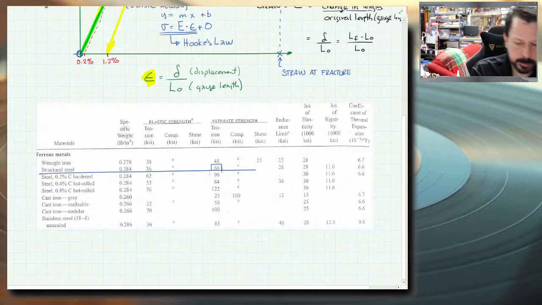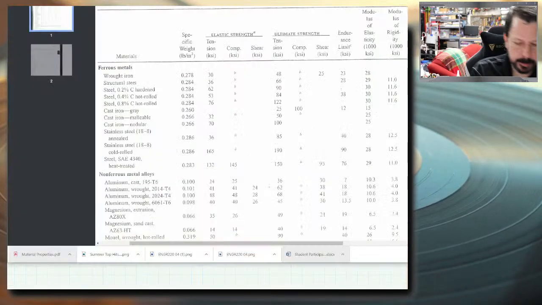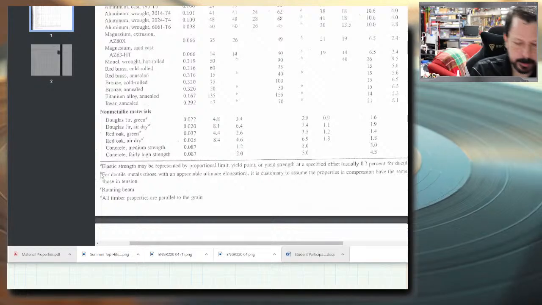That's if it was in tension. This column is tension, right? If it's in compression, it is B. So B means I need to go back to the chart and see what B actually means. For ductile metals, this is reading off of the B footnote, for ductile metals, those with an appreciable ultimate elongation. I didn't really talk about the elongation, but that's just how much it stretches. It is customary to assume the properties in compression have the same value as those in tension.